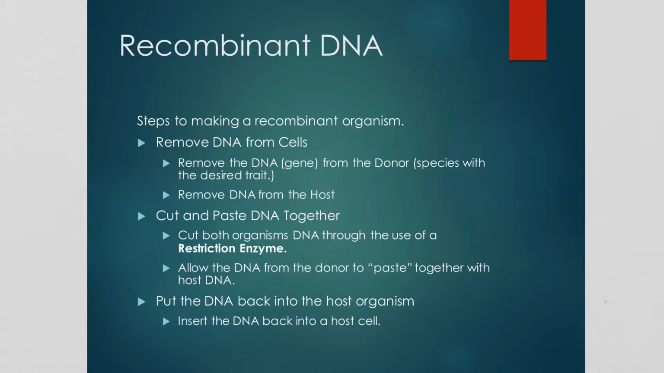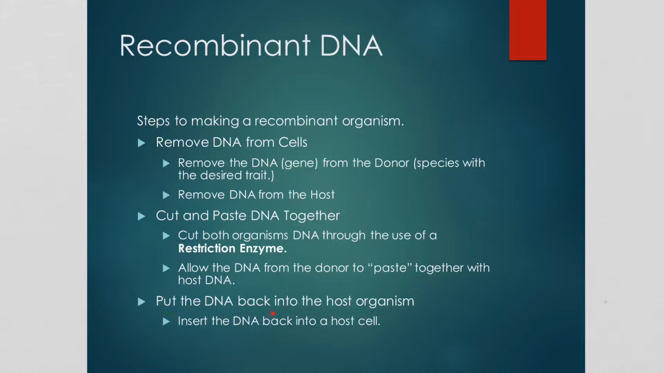So let's say if we were talking about the mouse in the ear, we need human DNA for the ear, and we need to cut out the mouse DNA as well, or remove the mouse DNA. The second step is to cut and paste that DNA together, and we use something called a restriction enzyme to cut and paste the DNA together.